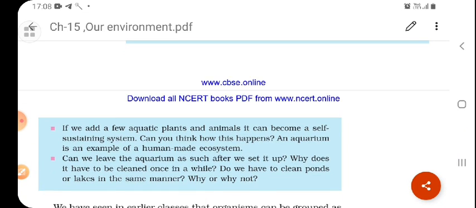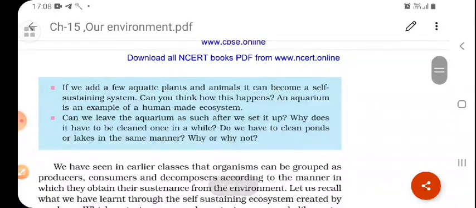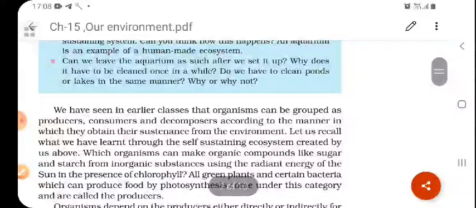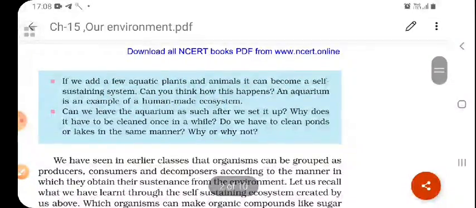Producers are generally the autotrophs or self-nourishing organisms. These are the organisms which synthesize their own food from raw materials. Producers are plants, consumers are animals, and decomposers are like bacteria. With the help of photosynthesis these plants produce their own food.